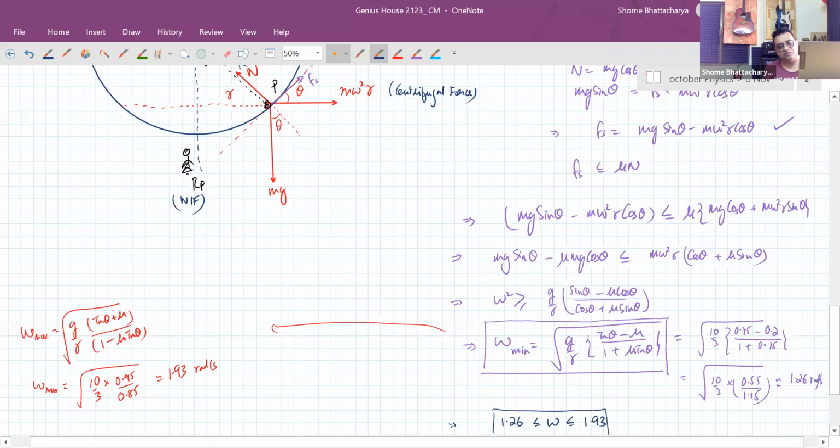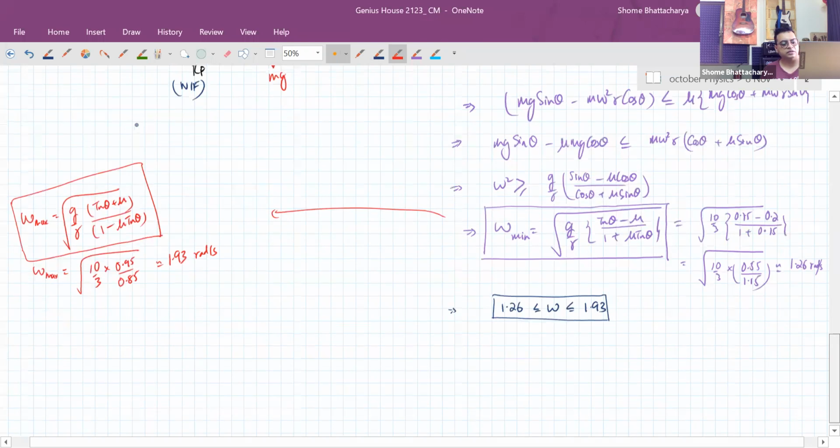And you can see the earlier one that we had calculated, which was for zero friction acting, is somewhere in between this. It was around 1.6, right? So have you understood how I got omega max directly from there? Just reverse the direction of friction. It's like the second case of that.